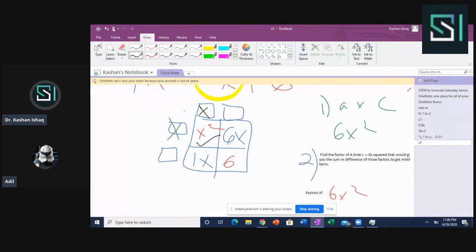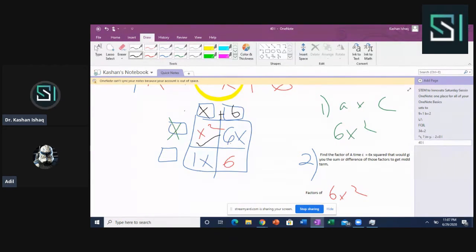I'll ask the same thing myself. X times what would give me 6x? I'm trying to take care of this now, right? So x times what would give me 6x? 6. So I'll just put the 6 there. So far, so good. It is a positive 6, so I'll just put down the plus in front of it, right?